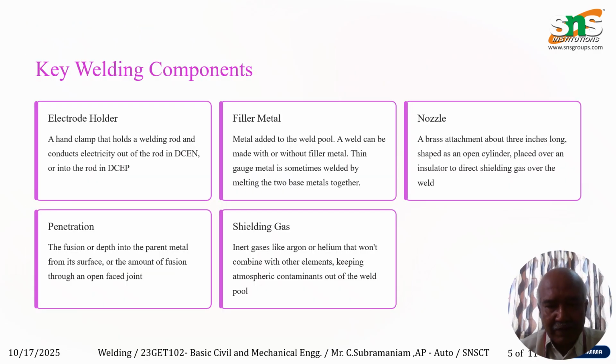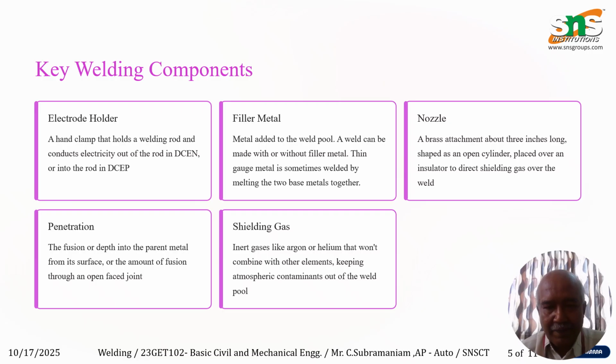And the key welding components are the electrode holder, which holds the electrode itself. It is a hand clamp, and it securely holds the electrode, which is coated with the flux, and the electric current passes through the holder itself. And the filler material is the metal added to the weld pool by melting the electrode itself.